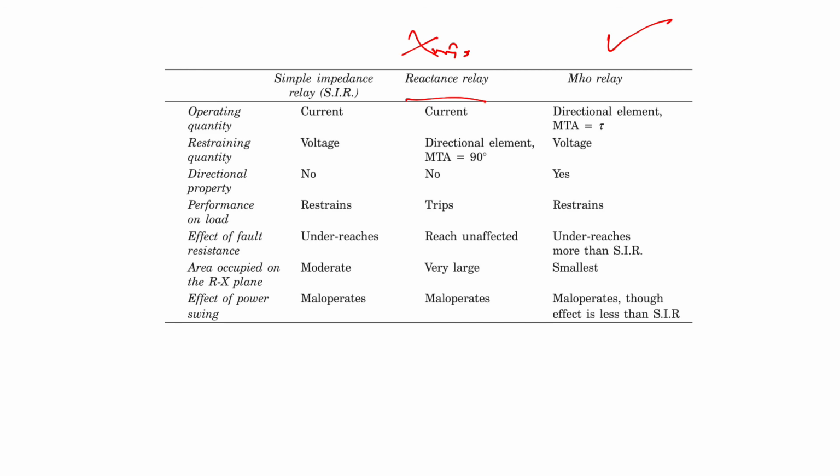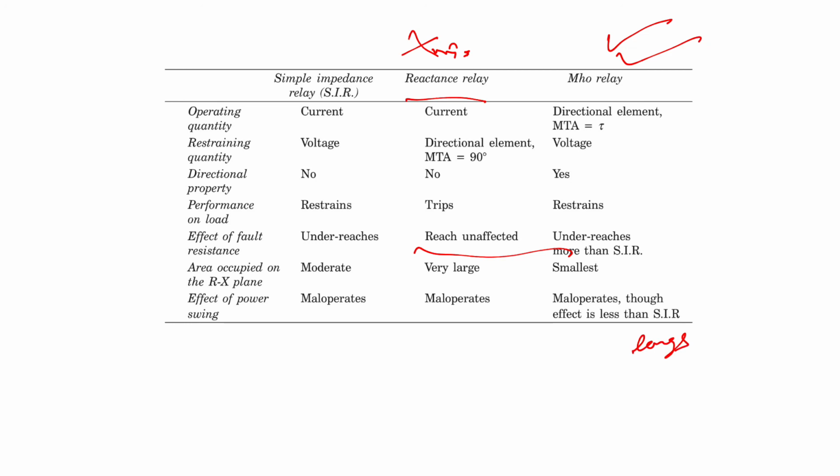One remarkable property of the reactance relay is its immunity to the fault resistance that we have discussed. So that is a very important property of the reactance relay. However, it lacks stability on load and does not have the directional property. Considering the pros and cons, the Moore relay is found to be a much better fit for the long lines which are likely to be subjected to large power swings.